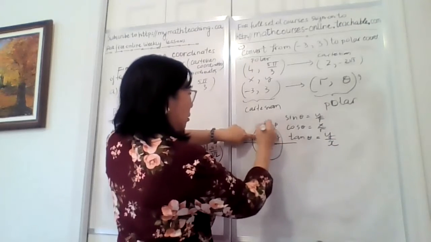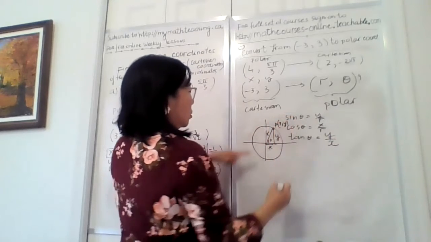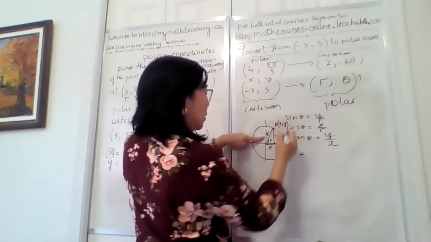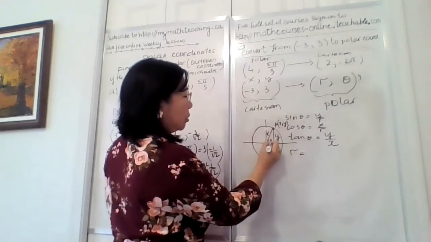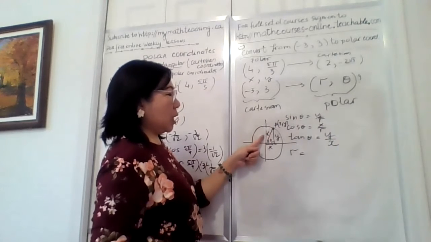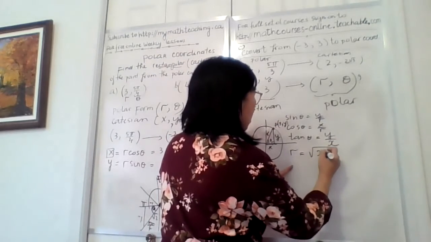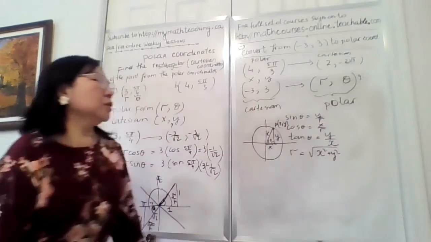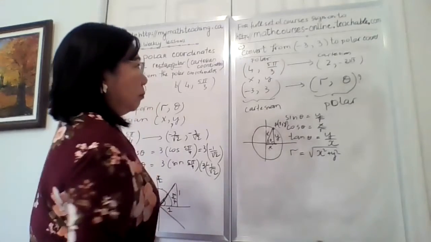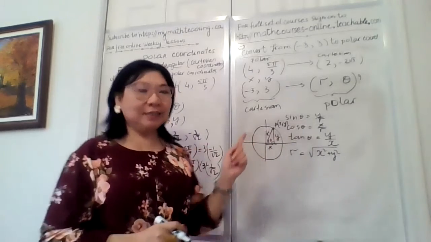And for your radius, this coordinate actually is x and y, right? So if you want to find r, r squared will be equal to x squared plus y squared, based on the Pythagorean theorem, c squared equals a squared plus b squared. So r will be equal to the square root of x squared plus y squared. So these are the hints for you to convert it back into polar coordinates. So now let's do that.